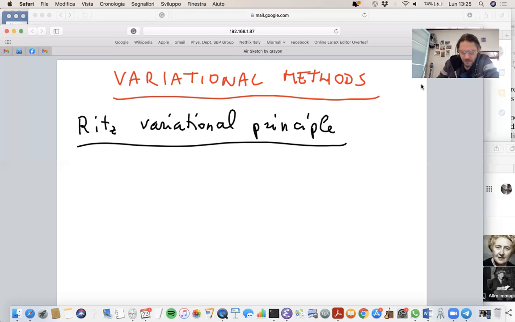Suppose we have a Hamiltonian, and it's a well-known Hamiltonian. And let's consider the ground state of this Hamiltonian. This is the ground state.